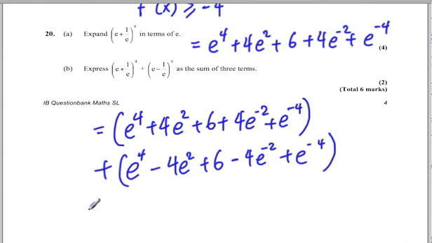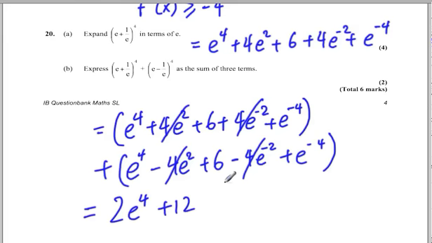So if we're adding these two up, we can clearly see that these will cancel out, these will cancel out, these will cancel out, and these will double. So this becomes 2e to the power of 4, this will become 12, and this will become plus 2e to the negative 4. And that's our solution.